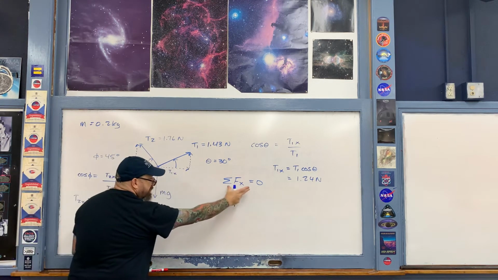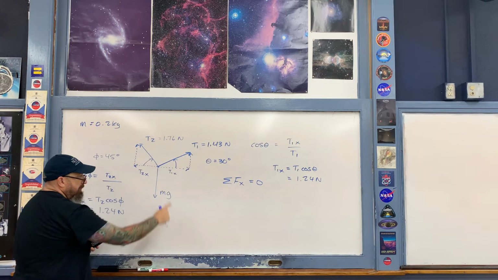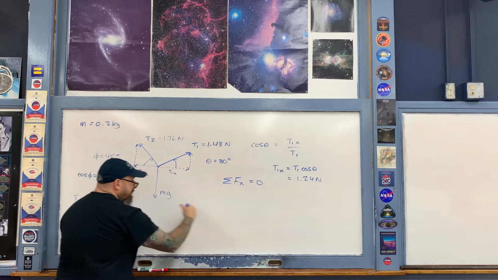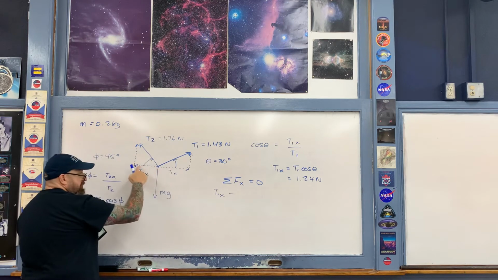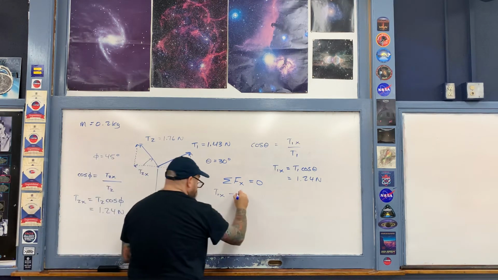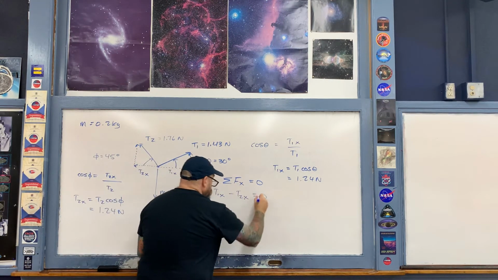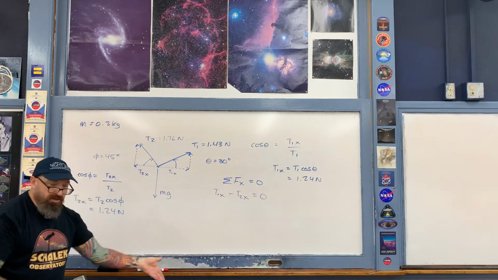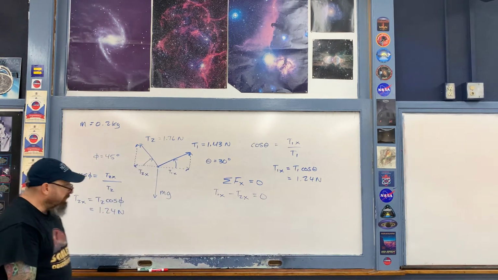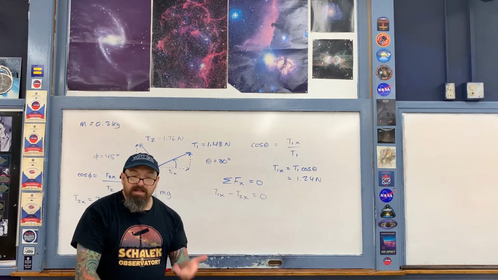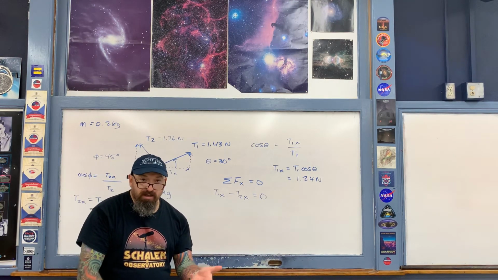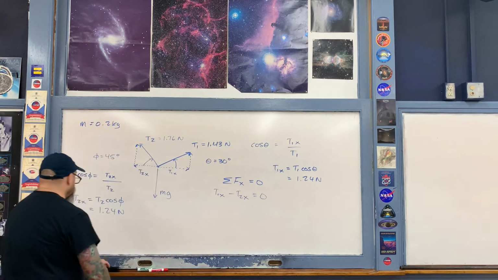Here's how we write F equals ma for this situation. We have T1 sub x minus, because it points in the opposite direction, T2 sub x is equal to 0. And as we saw with the mathematics, this x component and this x component cancel each other out. Okay, now the same thing should happen vertically as well. Let me do a little bit of erasing here to illustrate.